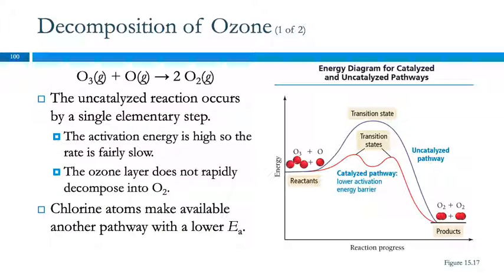So here we have that decomposition of ozone that we were just looking at. In the uncatalyzed pathway, we have a transition state that occurs, and there's an activation energy for that. There's a catalyzed pathway where we have two transition states, but they each have a low activation energy, and so now the reaction occurs faster.